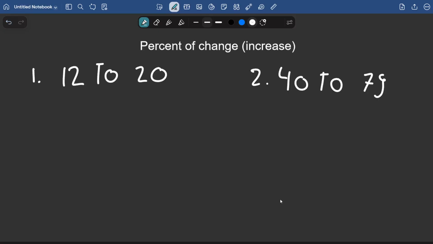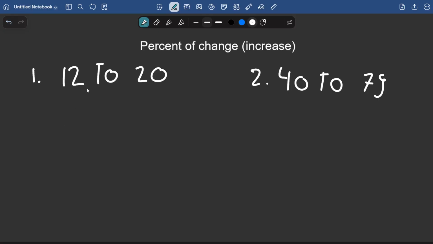Today I'm going to cover the percent of change and specifically the percentage increase. I have two examples here, 12 to 20 and 40 to 79, and we're going to run through both examples together so we get it in our head pretty good.